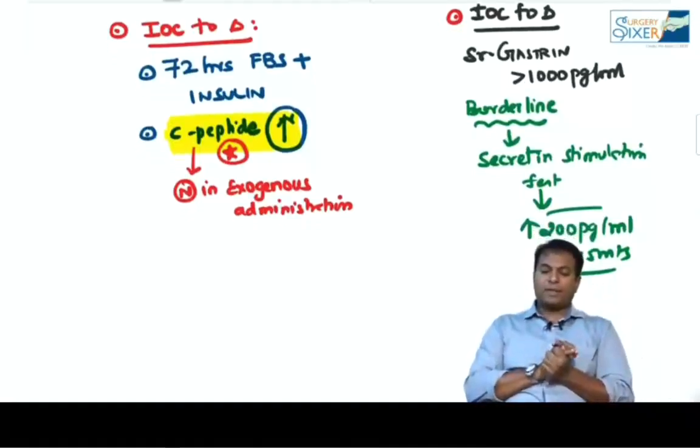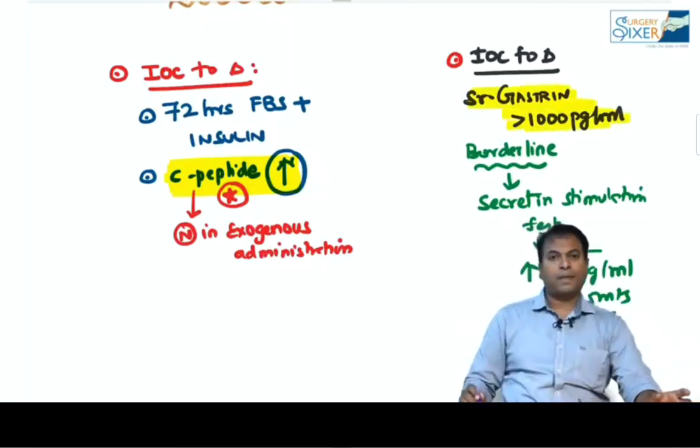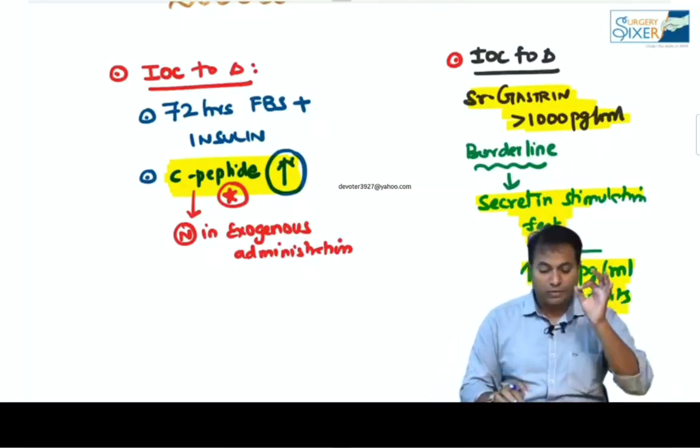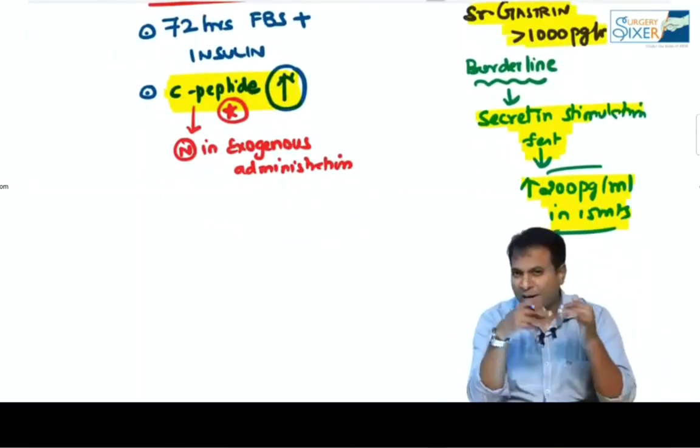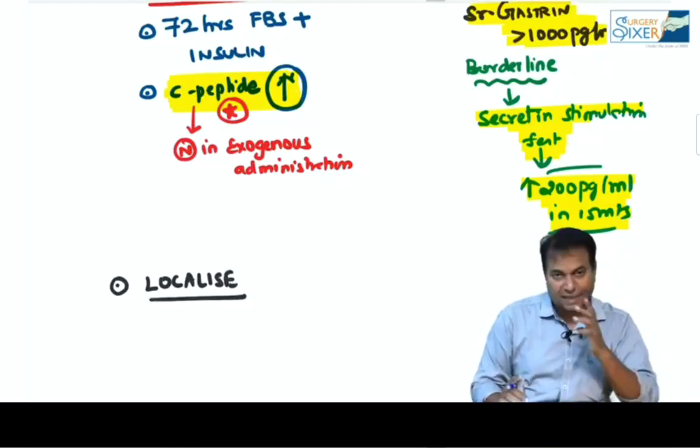So please don't forget: the investigation of choice to diagnose insulinoma is 72 hours fasting blood sugar and insulin, and for gastrinoma it is serum gastrin above 1000. If there is a borderline elevation, we should do the secretin stimulation test, which will increase by above 200 picograms per ml in 15 minutes. So what is the next step? You have diagnosed insulinoma or gastrinoma. The next step is to localize the tumor. Where is the tumor located? Very big task to locate the tumor.